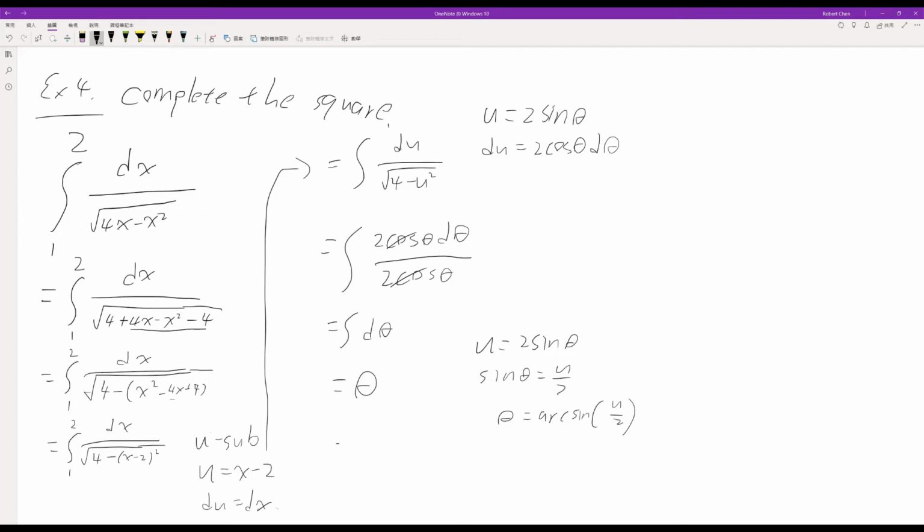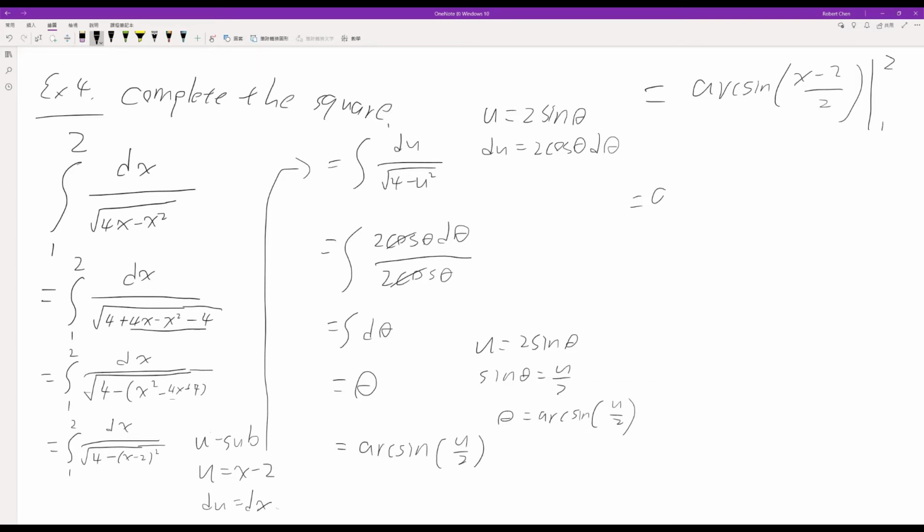Okay, so theta is arc sine of u over 2. Well, we're not done yet. We have to go back to x. So u is equal to x minus 2. Going to the top here, we get arc sine of (x minus 2) over 2. And now we're back in x, so we can put our original bounds in, evaluating it from 1 to 2.